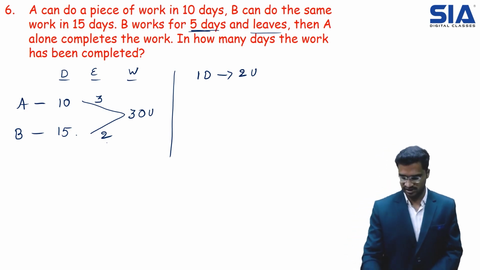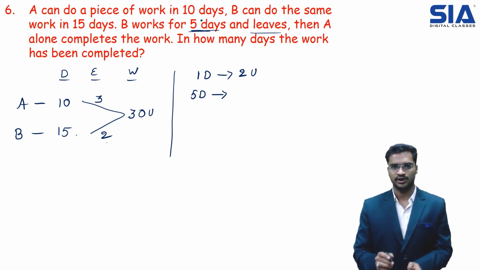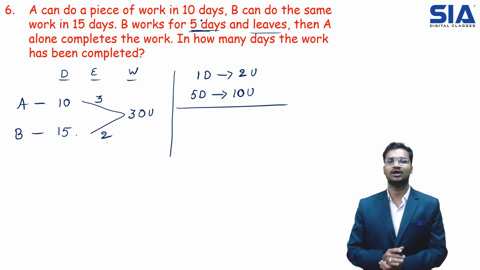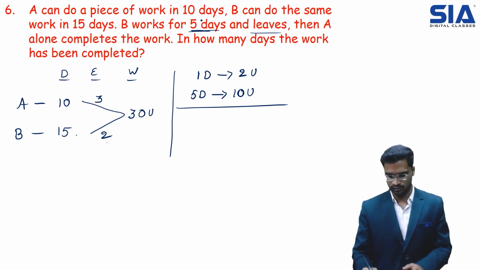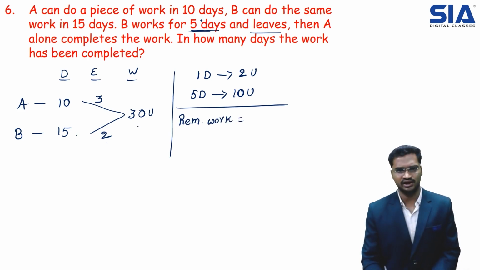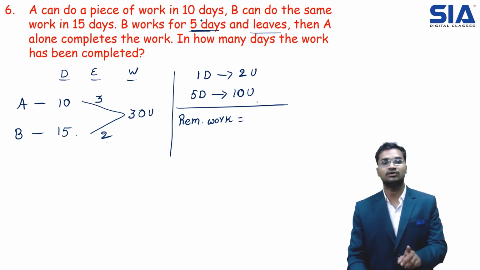B has worked for 5 days. In 5 days, how many units of work will he do? He will be doing 10 units of work. If he has done 10 units of work, then how much work is pending now? So let us find the remaining work. The remaining work is the total work, 30 units, minus the 10 units of work that has been completed by B.